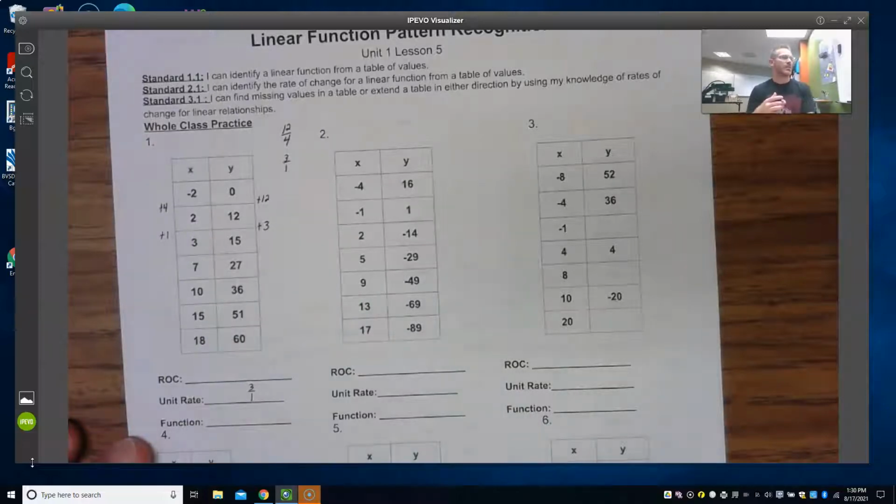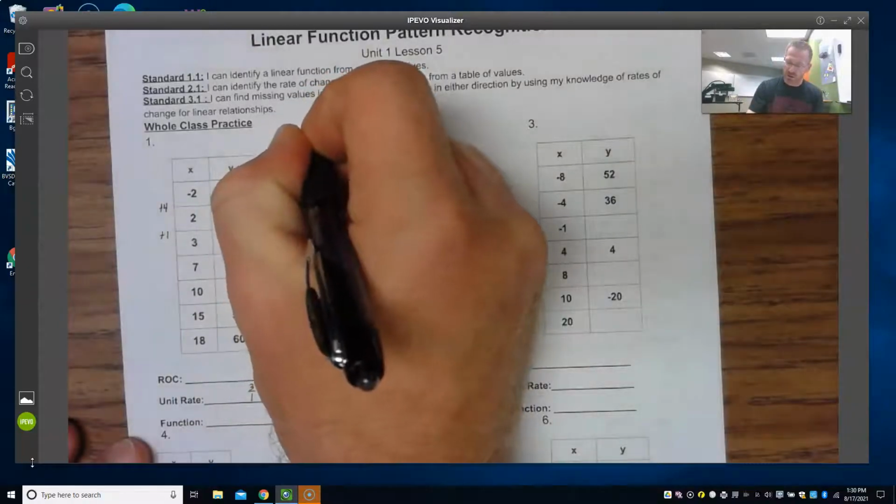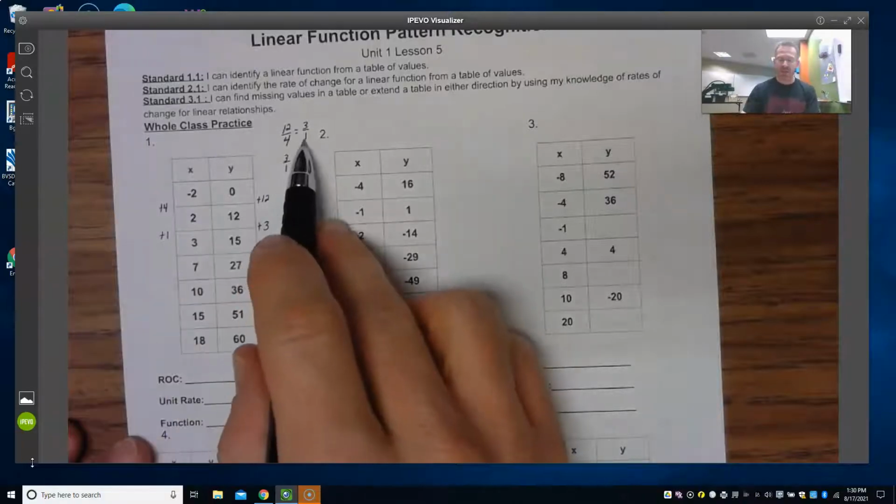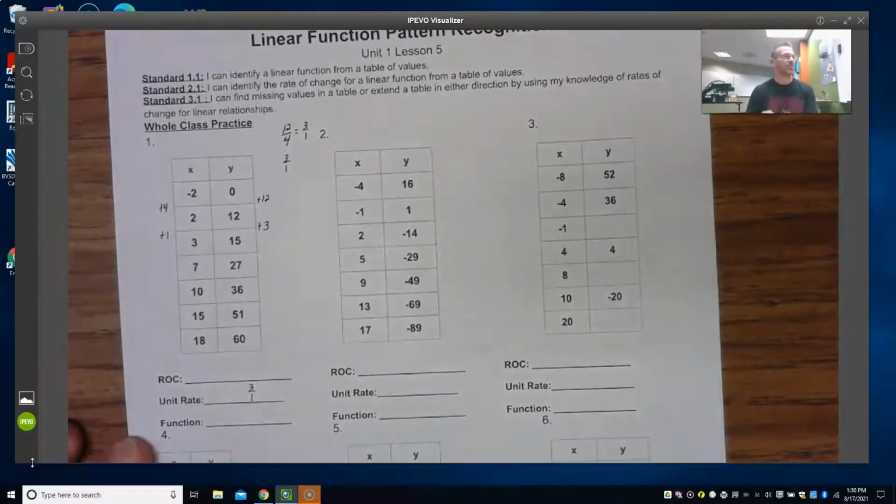Now the question is, that first rate of change was 12 to 4. Does that match 3 to 1? So if we reduce this, 12 to 4 is 3 to 1, right? I can divide 12 by 4, that's 3. 4 divided by 4, that's 1. So it looks like it's the same. Now, it didn't look that way in my table, and that's why we have to reduce and get to that unit rate of change. Let's see what happens on our next one here.